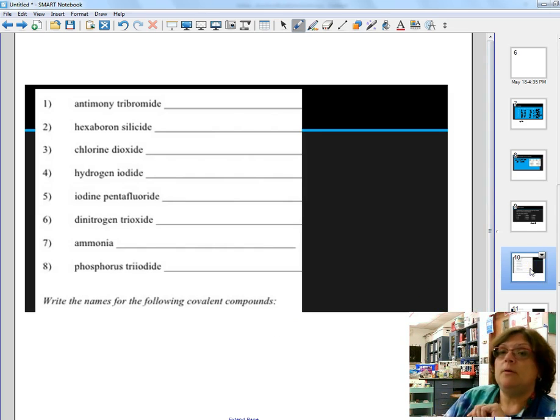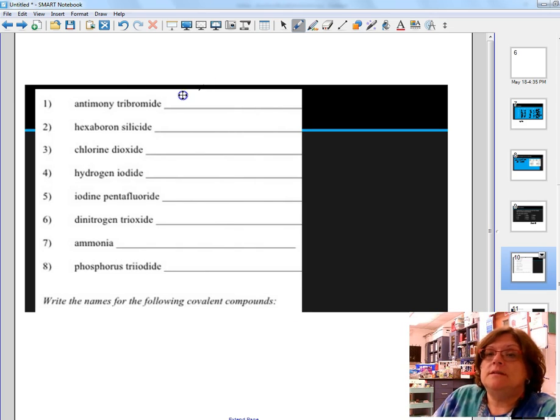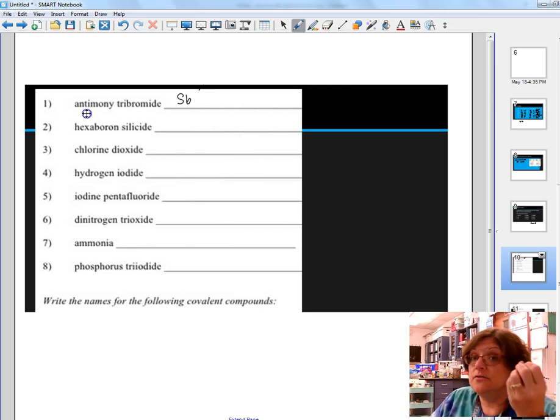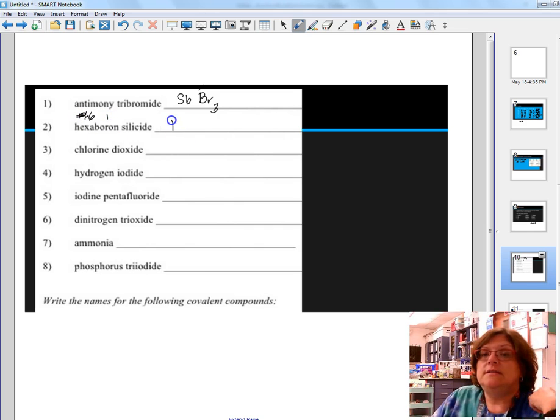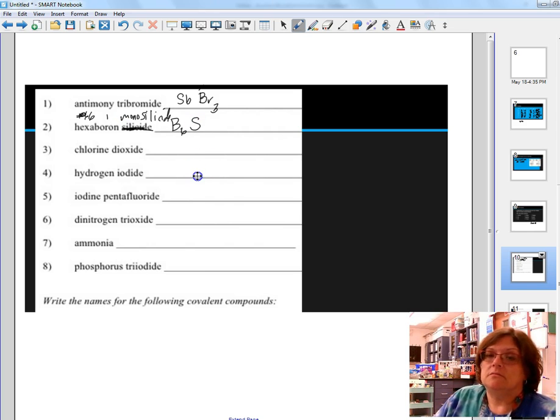Let's practice some naming. Antimony is SB. It doesn't have a prefix on it, which tells us, it's also the first one, that it's a mono, so we only need a 1. Tribromide, bromine with 3. Hexa, that's a 6. I shouldn't put a +6 because that'll be misleading. So we need 6 borons. Silicide is silicon. That's a really bad example. It should be monosilicide. And we would have B6S.